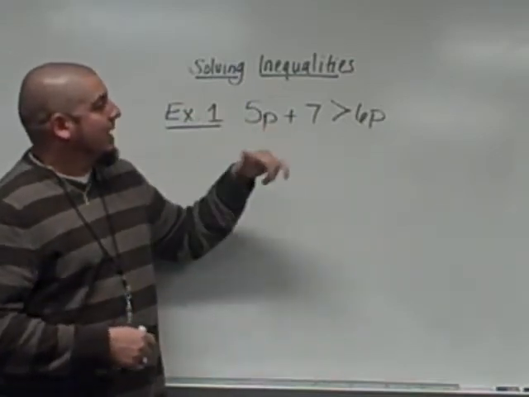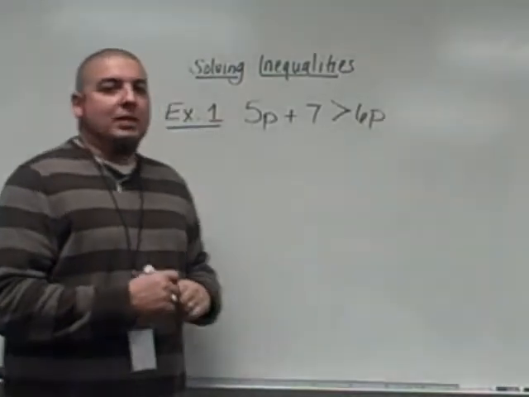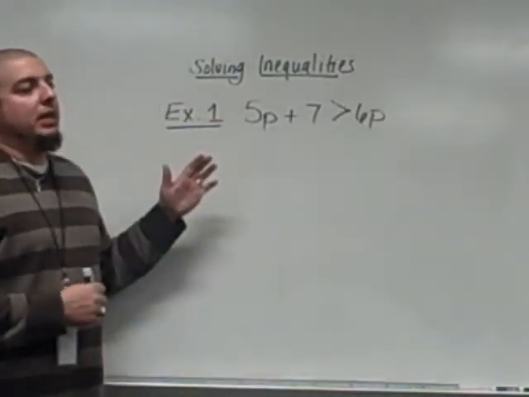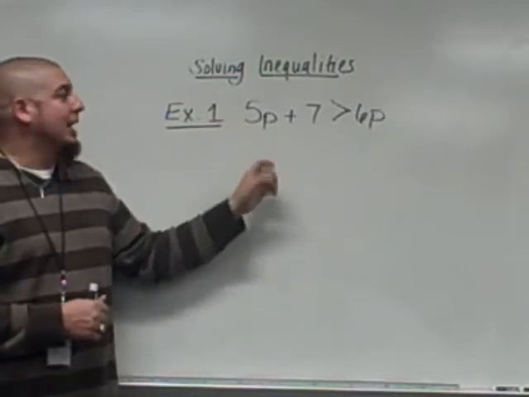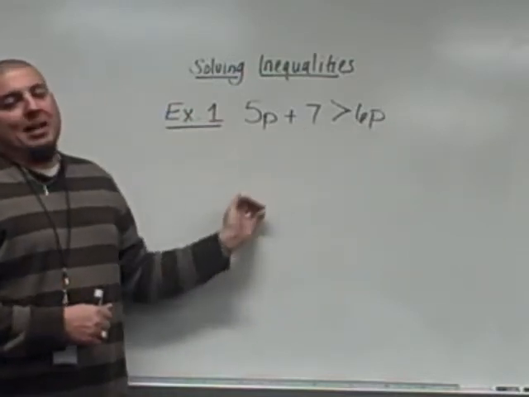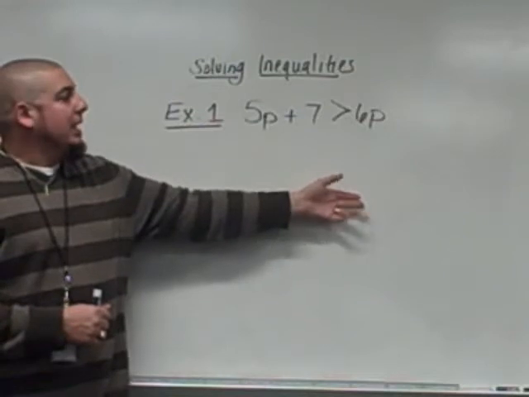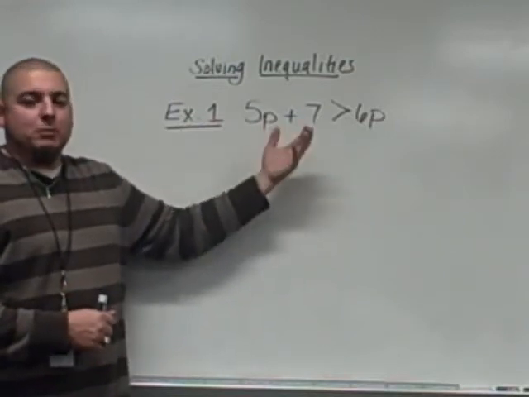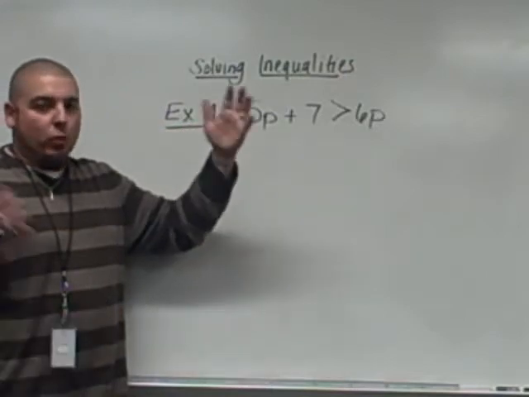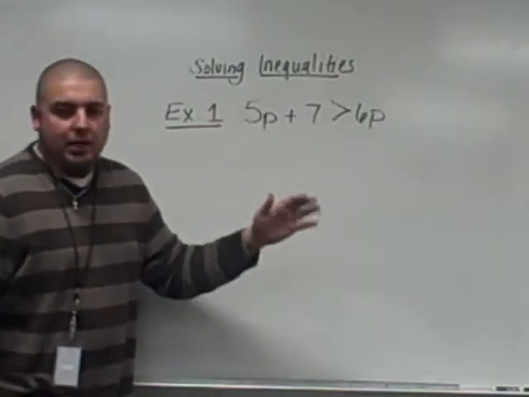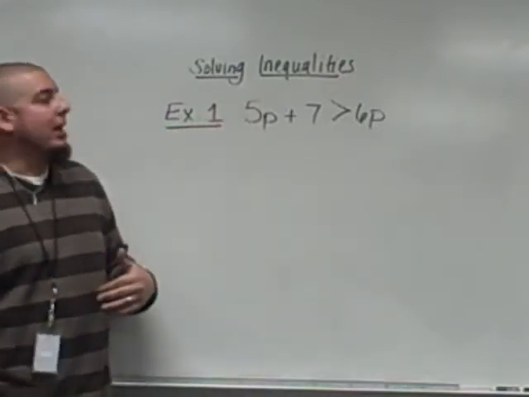5p plus 7 is greater than 6p. We need to solve for p. Right now, all we're doing is solving single variable inequalities so that we can graph it on a number line. If there's only one variable, that's when you're going to know to graph on a number line. If there's two variables, like y equals mx plus b, like y equals 3x plus 4, that's when you know you're going to solve linear, which we haven't talked about. We'll talk more about it next week.